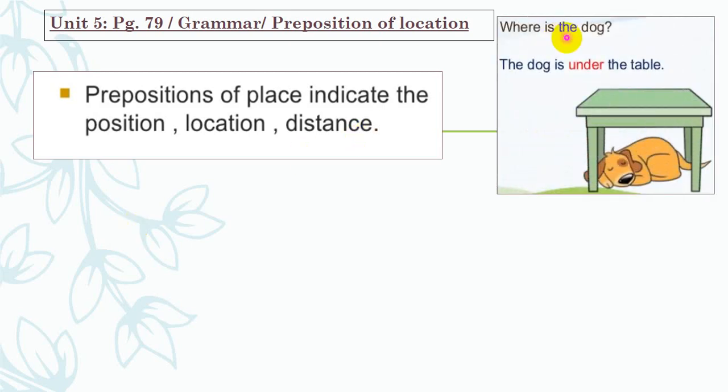Where is the dog? The dog is under the table. When something is below a thing, it is called under. Okay, the dog is under the table.